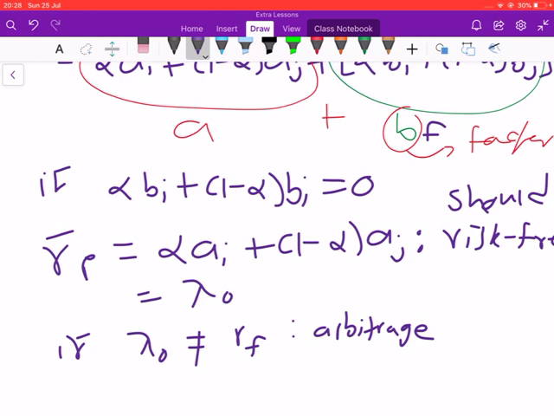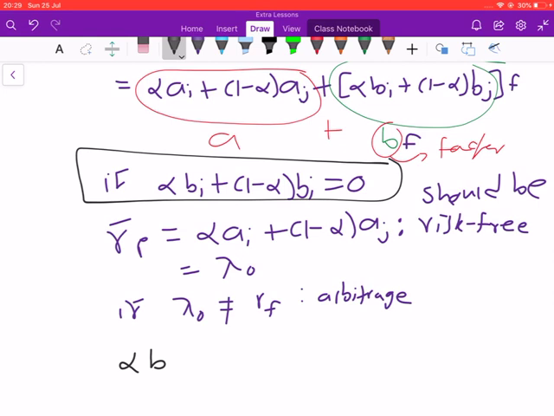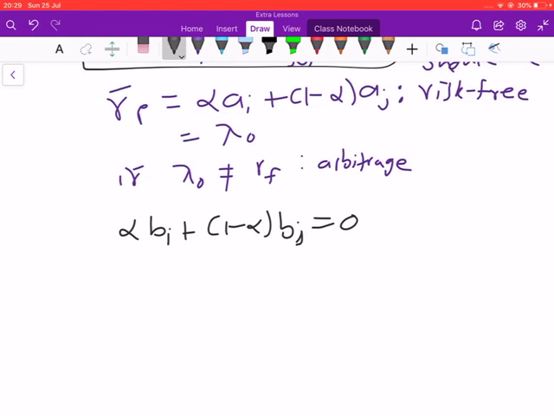But anyway, for which weight do we find that beta, I mean our factor loading of the portfolio, is going to be 0? We have already stated that this thing over here should be 0, right? So alpha BI plus 1 minus alpha BJ is equal to 0. And then you can try to simplify this. You can say that alpha is going to be equal to minus BJ all over BI minus BJ. So this is your alpha.